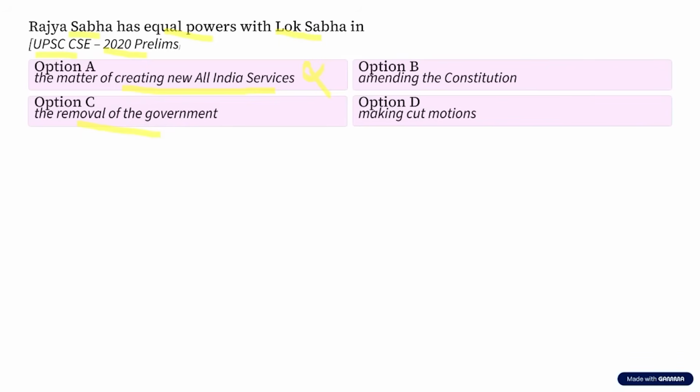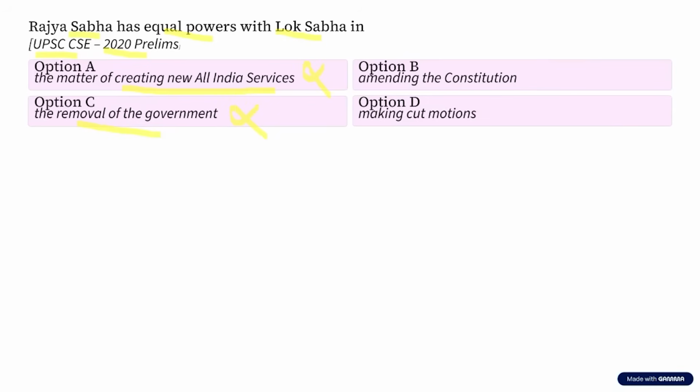We, the people, directly elect the representatives. So, this option to remove the government is given purely to whom? Purely to the Lok Sabha. So, removal of the government is an exclusive power of Lok Sabha. Rajya Sabha does not have any power on this. So, we can say that Rajya Sabha does not have equal powers with Lok Sabha in this matter. So, option C is also wrong.